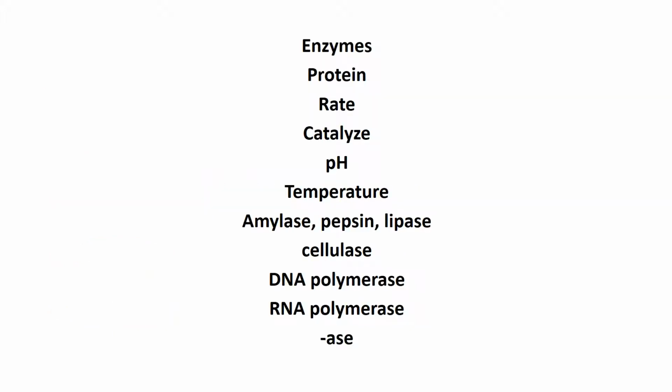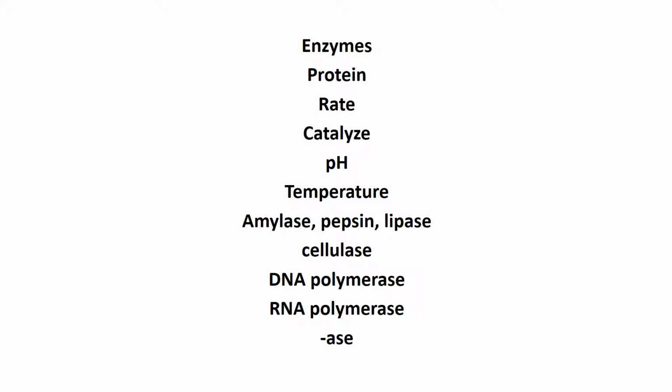Enzymes are a type of protein. And they're a type of protein that increases the rate of chemical reactions. It speeds them up. And they do this by catalyzing reactions. They are catalysts. And what that means is they get chemical reactions started. Enzymes require specific pH ranges and specific temperature ranges in order to function. And some examples of enzymes are amylase, pepsin, and lipase. These are involved in digestion.